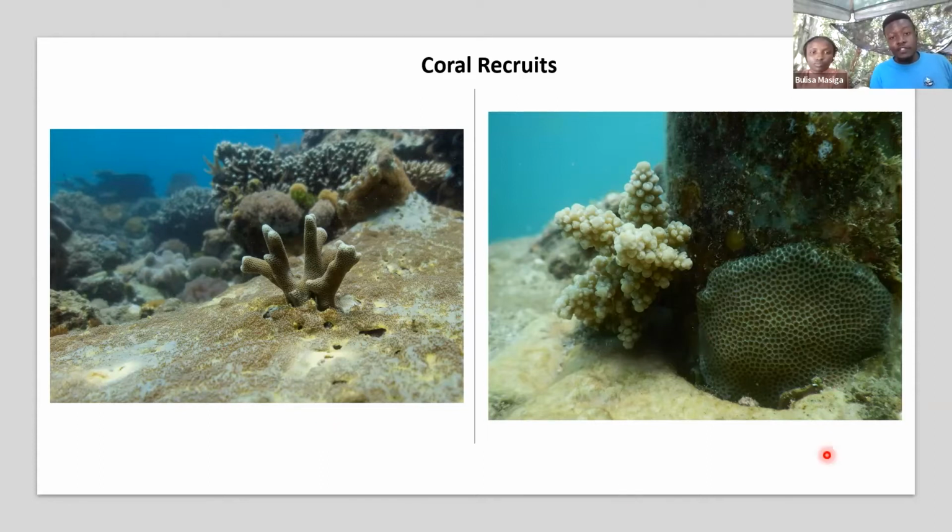On the right here, we have two different coral recruits that have attached to a structure underwater. We have one on the left and one on the right. This is a branching coral and this is a massive coral, but both have actually attached to the structure underwater. And as I've said before, that hard substrate allows the coral to firmly attach and to thrive.